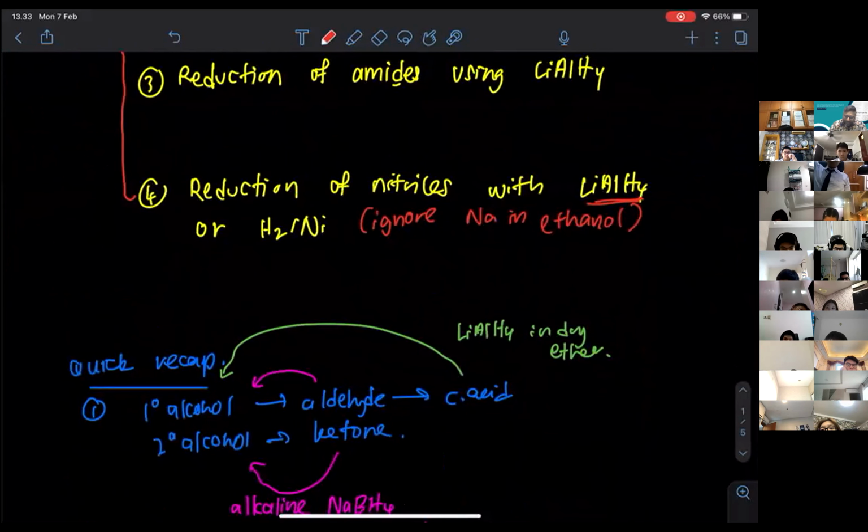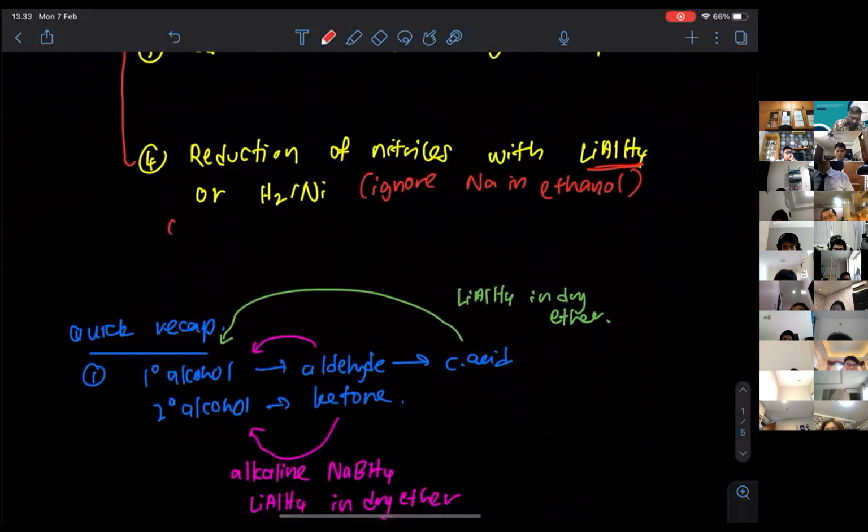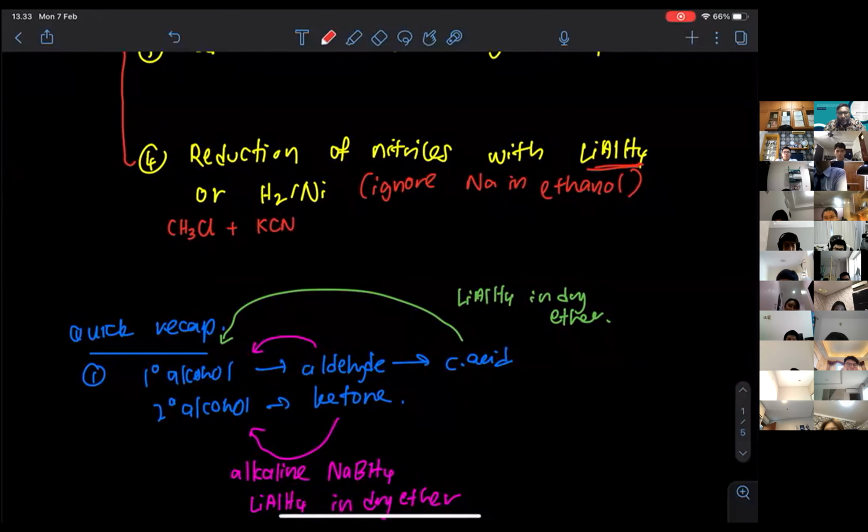So for example, nitriles. How do you get nitriles? You get nitriles whenever you have this CH3, any halogenoalkane, when they react with KCN. KCN must be in ethanolic condition, and then you heat up, you are going to get CH3CN and then KCl. This is what they call a nitrile.